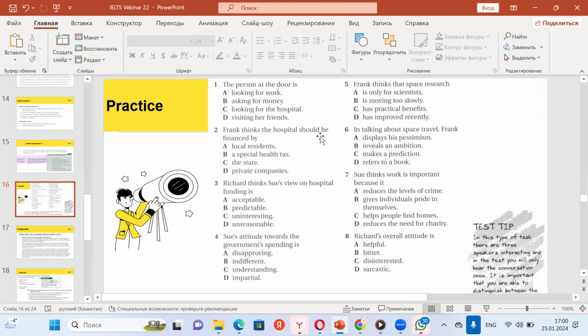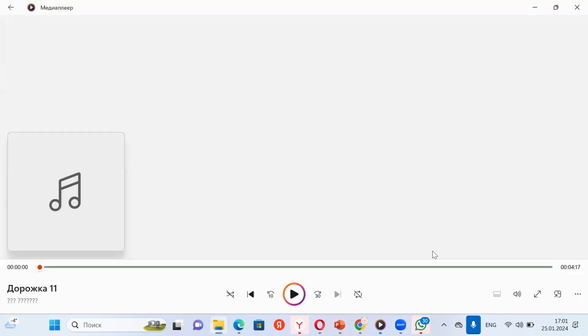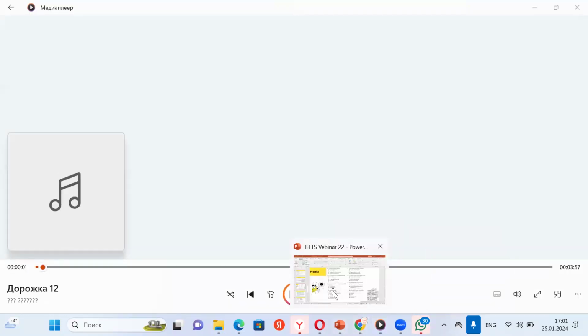Frank thinks the hospital should be financed: local resident, tax, state, companies. Richard thinks Hugh's view on hospital funding is acceptable, predictable, uninteresting, unreasonable. Hugh's attitude towards the government spending is disapproving, indifferent, understanding, impartial. Okay, and let's begin. Unit 5, Extract 2.